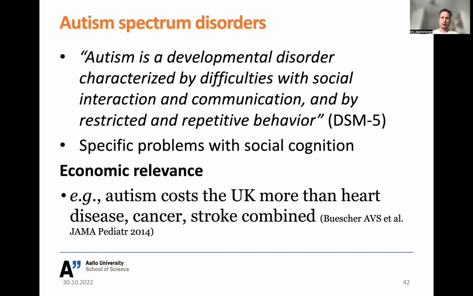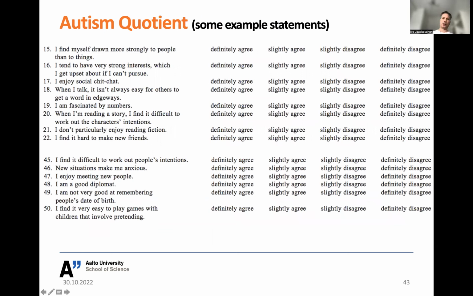The economic relevance of autism is quite staggering. It's been estimated that autism costs the UK more than heart disease, cancer, and stroke combined. Of course, this depends on how one calculates, but given that autism affects about 1% of the population and is a lifelong condition that requires treatment and care, maybe this is how the cost accumulates to be as high as in this estimate.